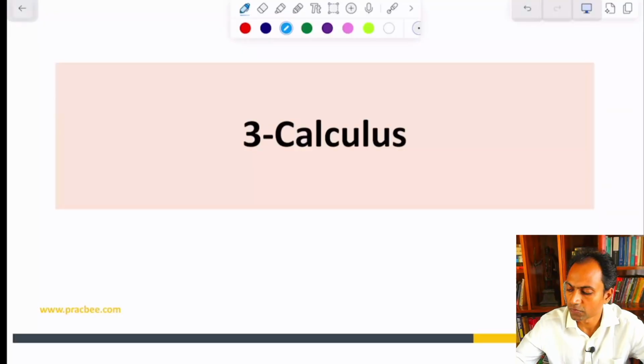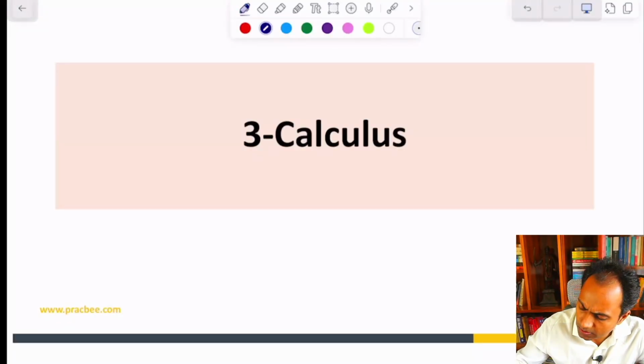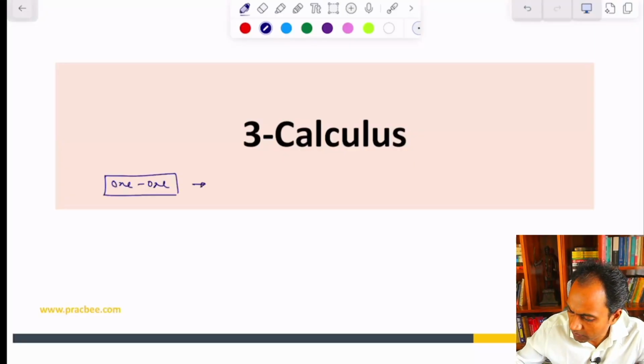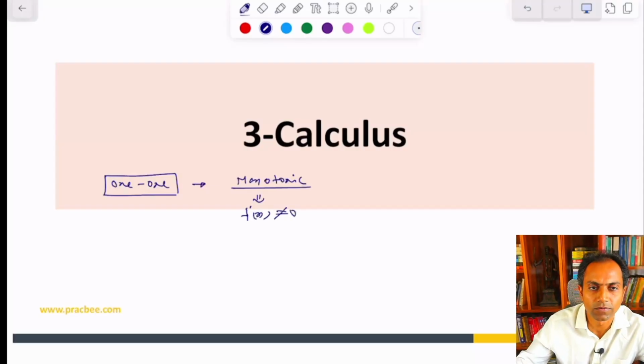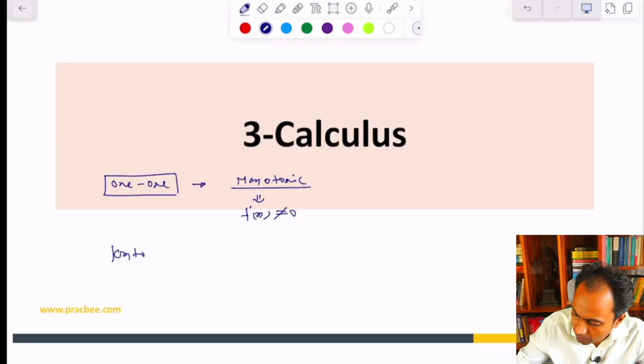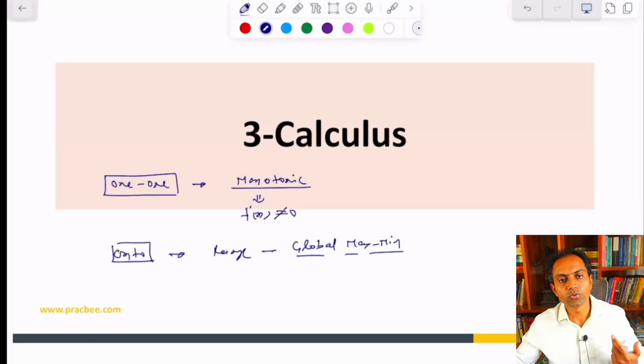Now using calculus also we can solve the problem. If I want to check a one-one function, we have to check that the function needs to be monotonic. That would mean if I am finding f dash of x, it can't be equal to 0. If this happens, it works. For an onto function, if I want to check using this technique, I will have to find the range. For finding the range, we will have to find the global maximum and global minimum. We are going to use these two ideas to solve the problem.